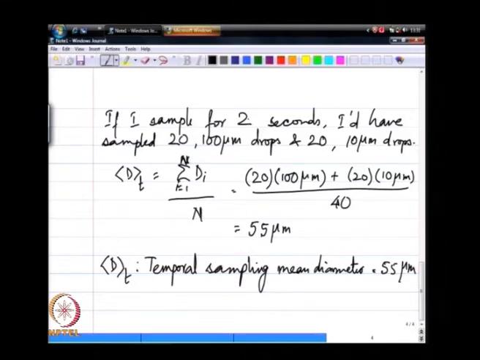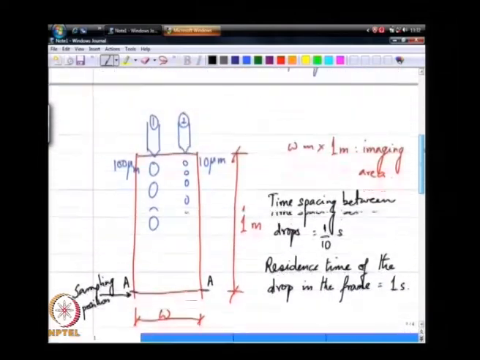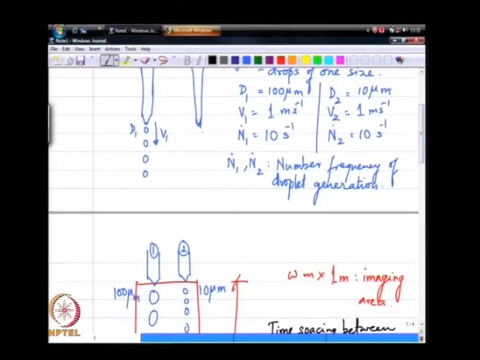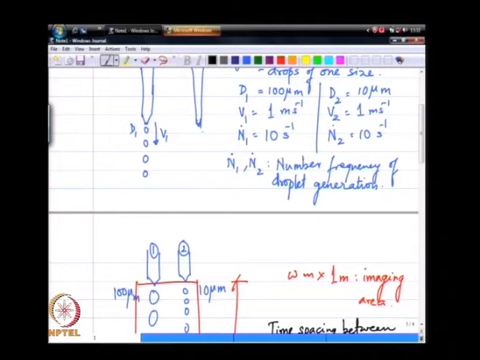Now, we have two parameters characterizing two separate measures of a time associated with the drop. One is the velocity, another is the frequency of production. So, we will keep the same frequency of production and see what happens if we change the velocity. Okay, that is our first test.